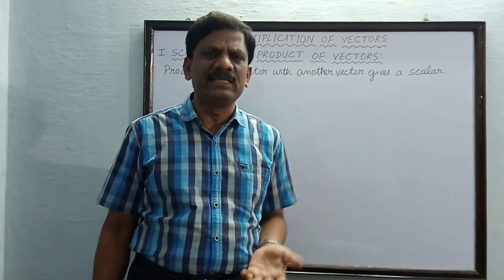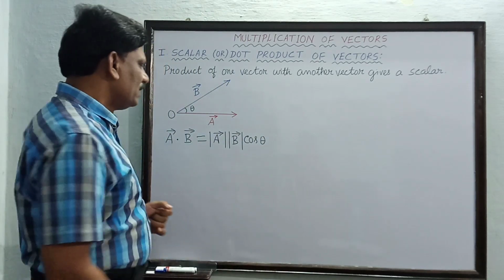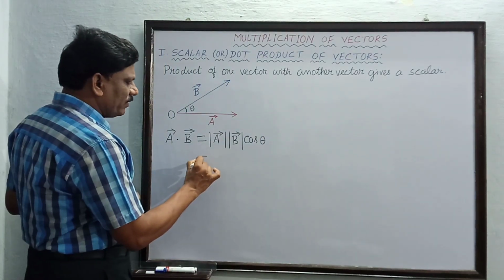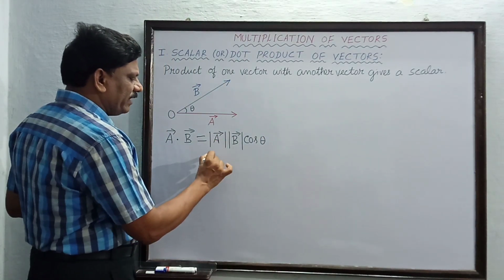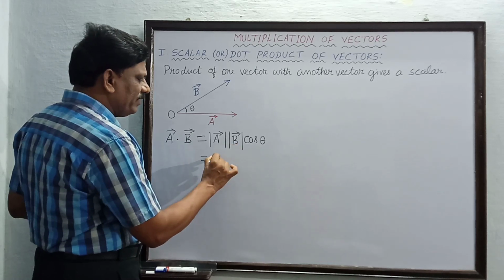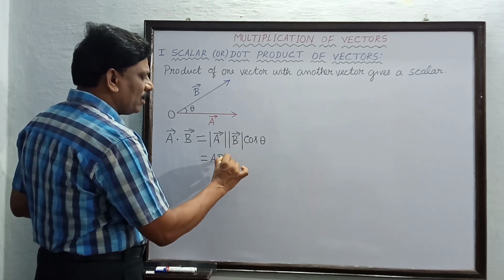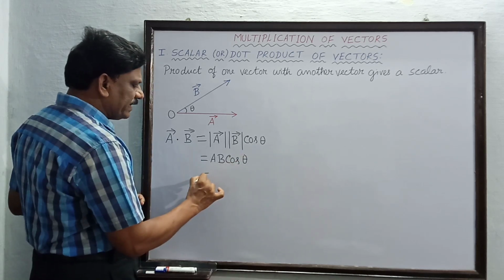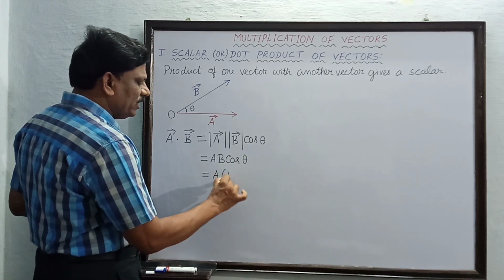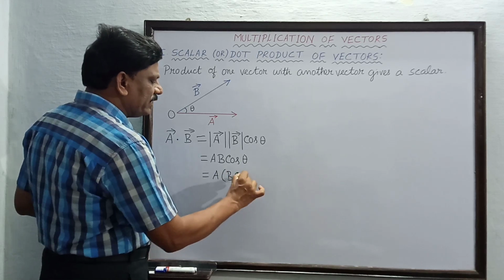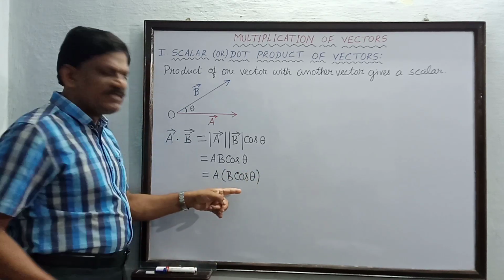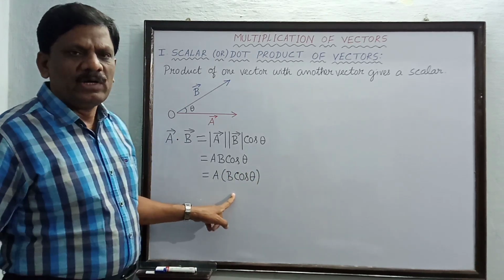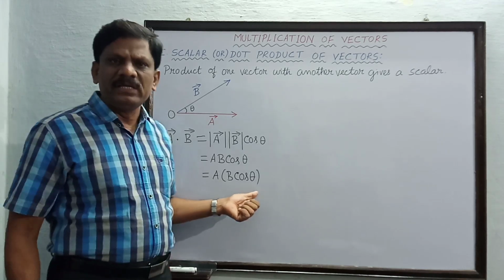Cosine of any angle is a number which is a scalar. So this is now equal to the modulus of vector A, which is A, the modulus of vector B, which is B, and cos of this angle is cos theta. So this can be written as A into B cos theta. In this form I am writing. So what do you mean by writing A into B cos theta?